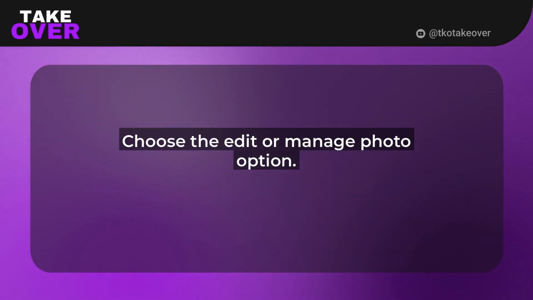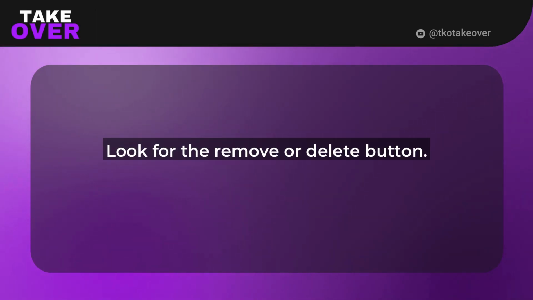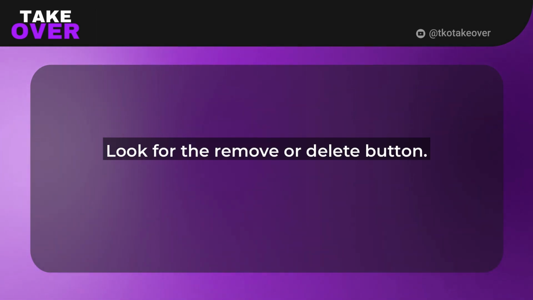In the Edit menu, scroll through until you find the Remove or Delete Photo button. It might say something similar, depending on the app's latest update. Tap on that, and Facebook Lite will prompt you for confirmation to avoid any accidental changes. Just hit Confirm or Yes to proceed.